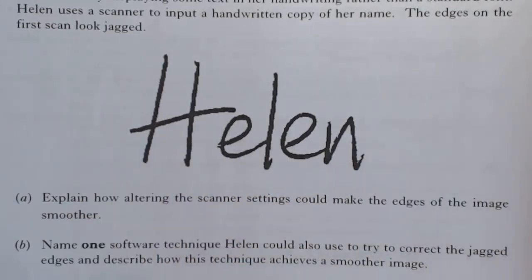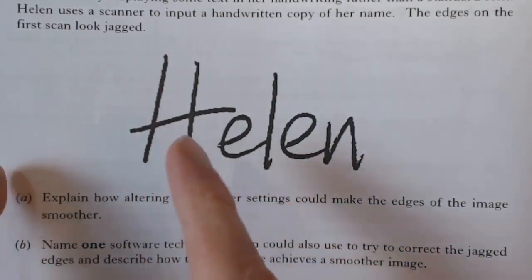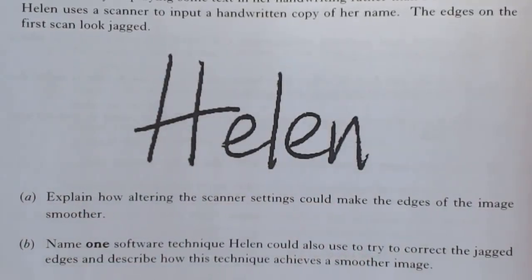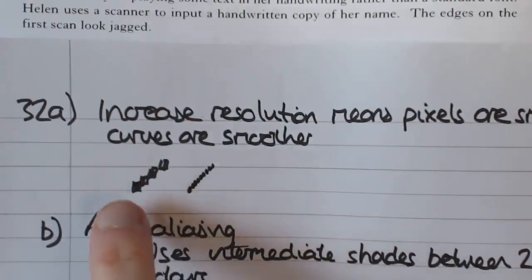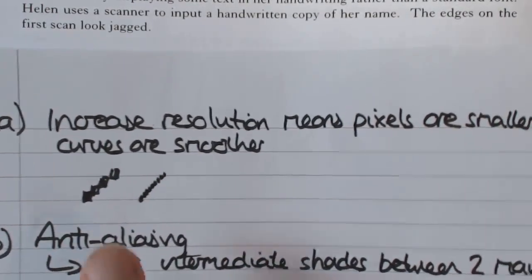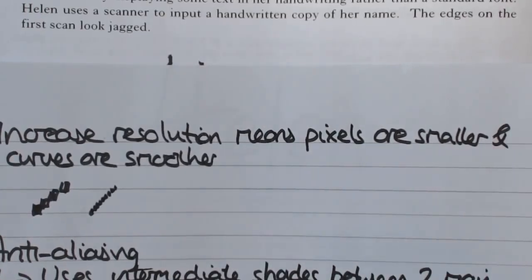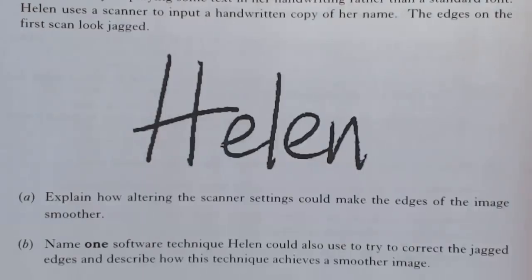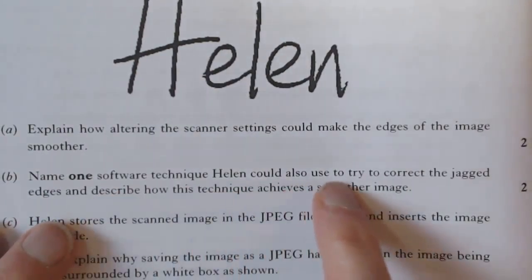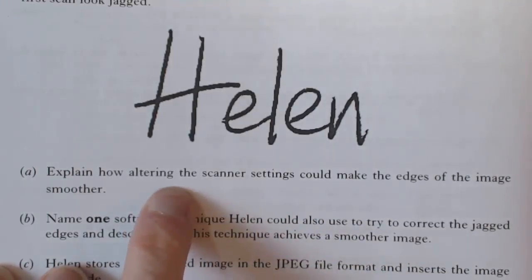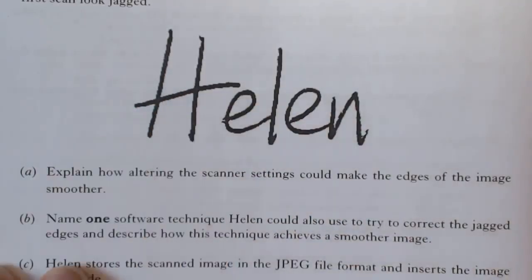If you increase the resolution, you've got more pixels per square inch, so the pixels have to be smaller. That's before, big pixels, after, small pixels. So increasing resolution just means the pixels are smaller and the curves are a wee bit smoother. And then it asks you to name one software technique. That's a hardware technique, in terms of changing some settings in the scanner.